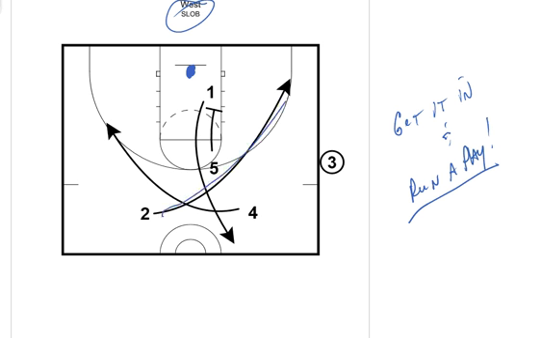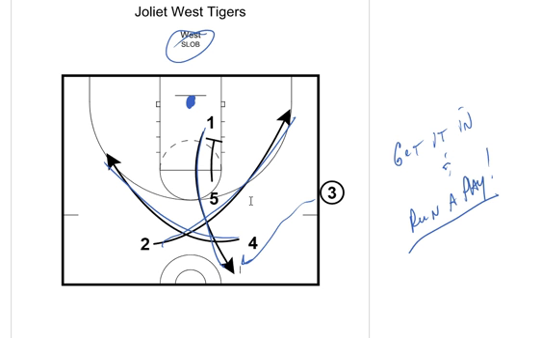2 cuts hard to the corner, 4's clearing out, 1's coming up, and we're looking to get the ball in here and then run a play. Okay, so that is West. It can be run anywhere on the floor. Again, it's an NBA concept from Jeff Van Gundy, taken from Coaching U this summer down in Indianapolis.